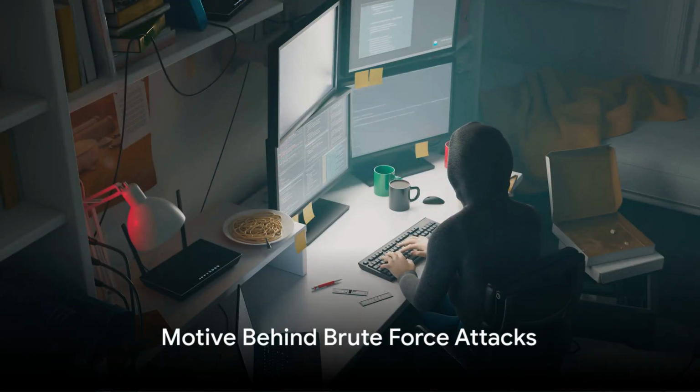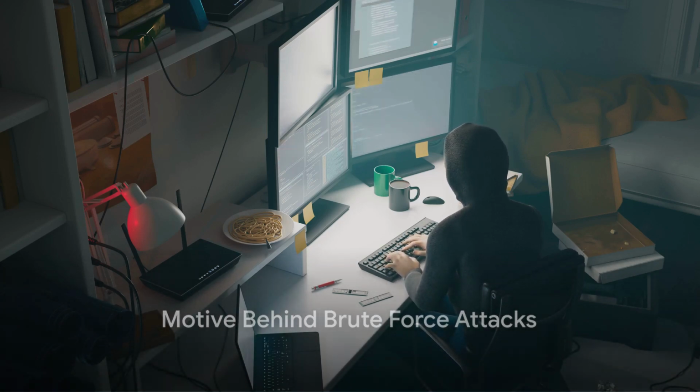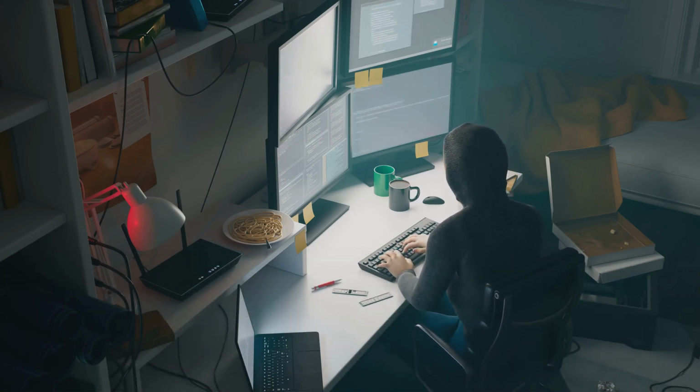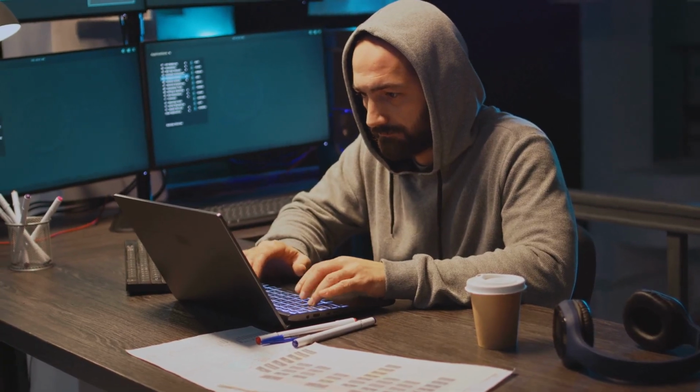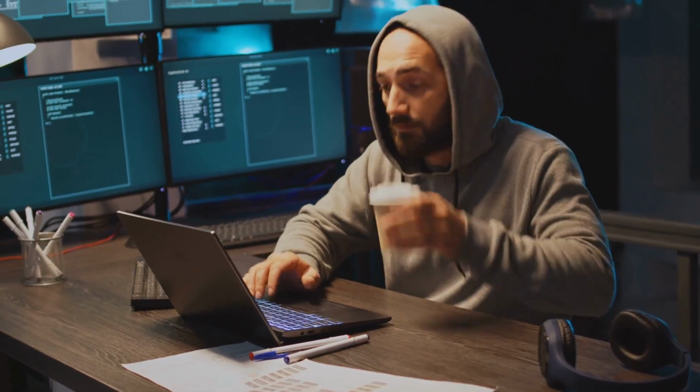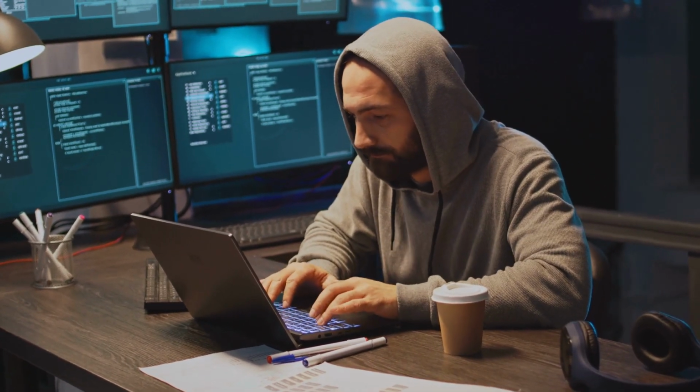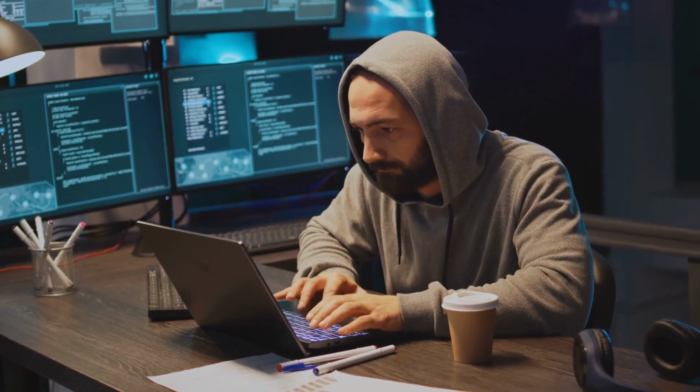But why would someone use a brute force attack? What's the motive behind it? The answer lies in the allure of potential gain and the thrill of disruption. One common motive is profiting from ads or collecting activity data. By infiltrating a system, attackers can manipulate advertisements or gather valuable user data for their own purposes.